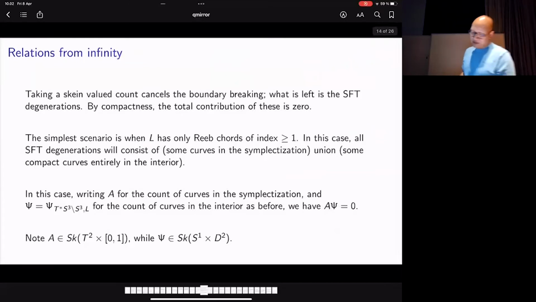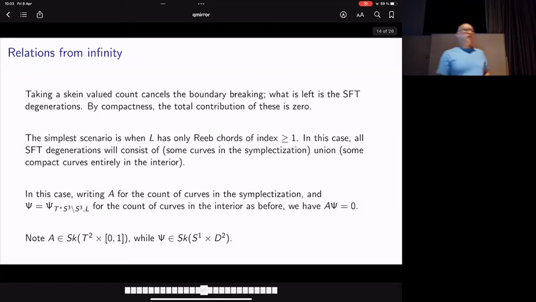So what does that mean? It means that when we study the boundary, which means we count these SFT degenerations, the boundary count is 0. So in other words, the count of all these two-level SFT curves is 0. But what is that? Well, I just said that such counts are disjoint counts of curves out in the symplectization and curves in the interior.